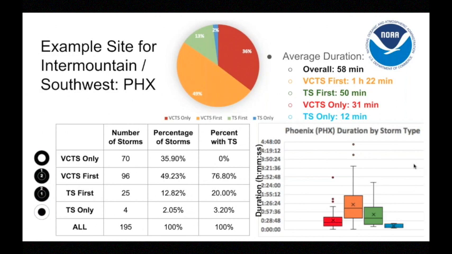It's 36% here, which is actually one of the lower ranked VCTS only storms in the Southwest Intermountain region, but it'll give you a good frame of reference when we move on to the other results. And as you can see in the box and whisker plot, the VCTS first storms typically lasted the longest, followed by the TS first, VCTS only, and then TS only.